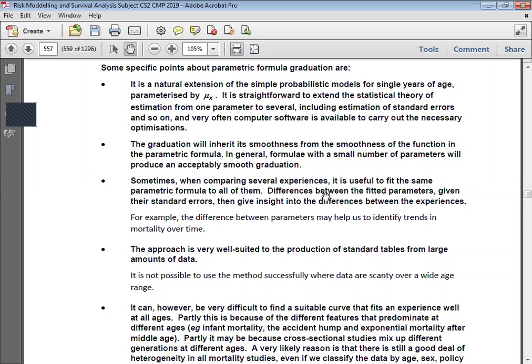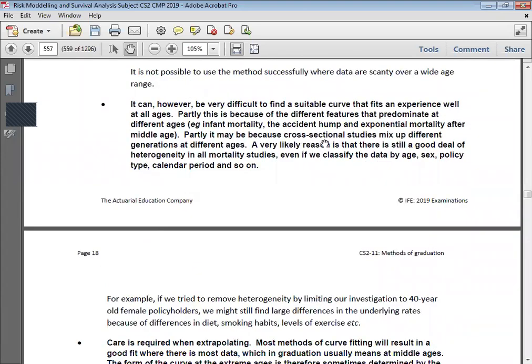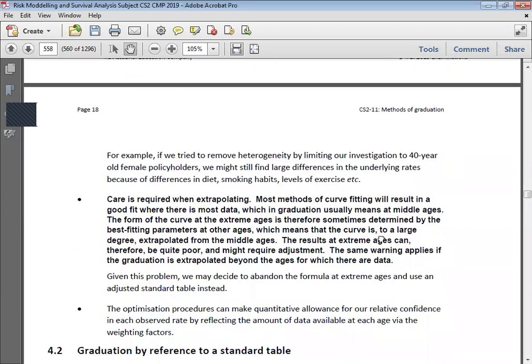But as we have already discussed, this doesn't suit all the ages. You might see the accident hump, infant mortality, and all of these things, which matter a lot. So sometimes if you just have one particular function, then this might be problematic. Sometimes what you can do is divide your age ranges and try to fit formulas, but then that would just be doing something like a spline. So it's more or less similar.